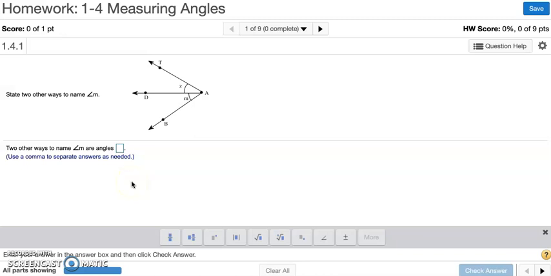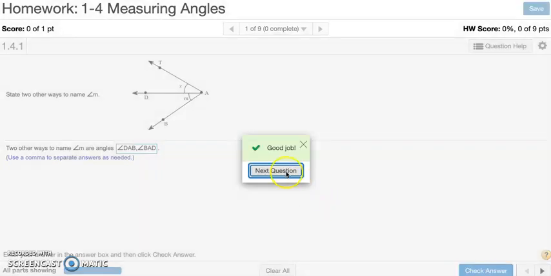1-4, measuring angles. State two other ways to name angle M. Angle M is this piece here. It has A here as a vertex, so we can say D, A, B, and B, A, D as my two other ways. So D, A, B, and B, A, D. That's number one.